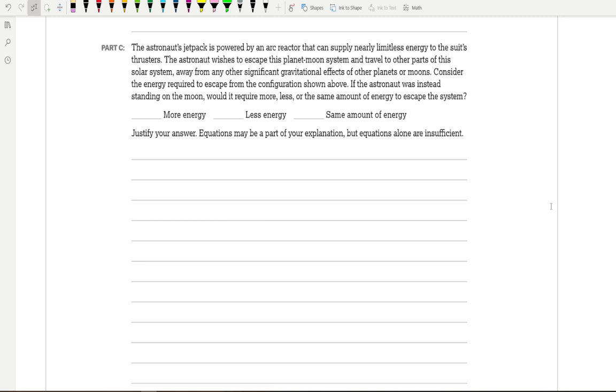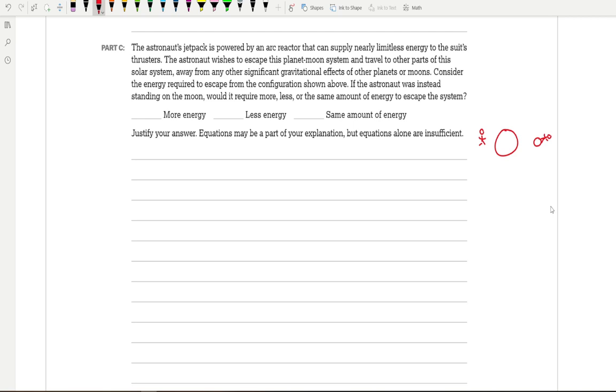So we kind of have to think about what the system is. So the system is the combination of the planet, the moon, and the astronaut themselves. And in the setup that they have up there, the astronaut is over on the left side. But what if they were over here, just like on the surface of the moon, would it take more energy in order to reach that, or less energy, or the same amount of energy?